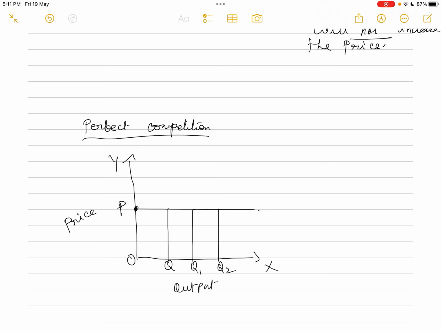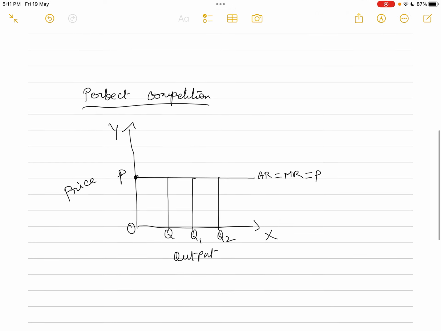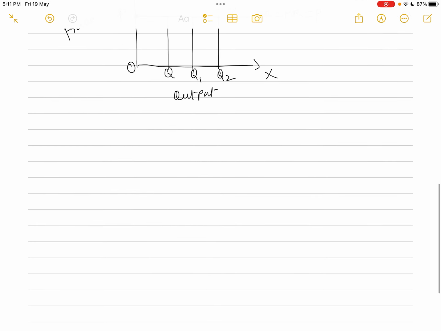Now this is the average revenue curve. Remember, always the price line is the AR, AR is equal to price. The price line is the average revenue curve. Since there is no change in the price, the marginal revenue curve will also coincide with the average revenue curve, and this is equal to price. This is under perfect competition.